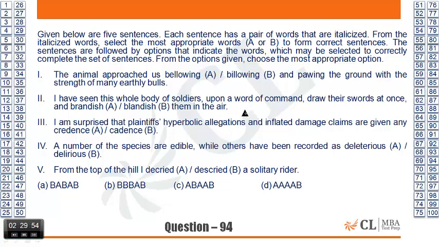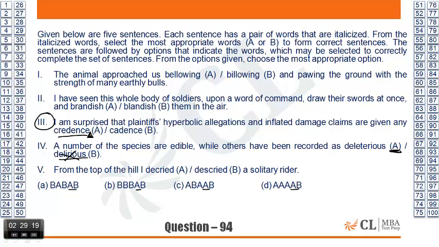Okay, back to this. Do I know any words? Billowing, brandish, blandish. Credence, I know. Delirious also, I know. There's a Christian band, Delirious. Yeah, delirious, I know. Let's check delirious. The number of species edible, while others have been recorded as delirious. Can't be this delirious. It has to be A. Fourth is A. What nonsense. Stupid. Why did he give an option 4?